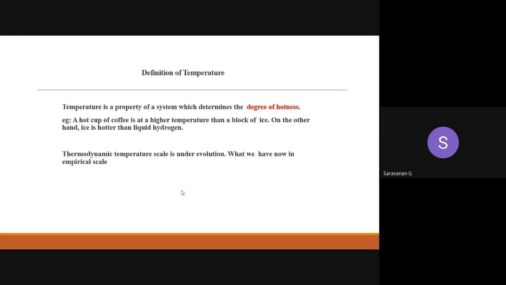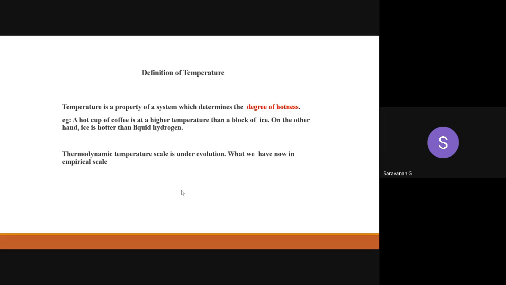Okay, just recall the topic. Example: a hot cup of coffee is at high temperature, and a block of ice is at low temperature. That means temperature is the degree of hotness. Temperature and heat are not the same. So a hot cup of coffee is at a higher temperature, and a block of ice is at a lower temperature. On the other hand, ice is hotter than liquid hydrogen. If you put ice in liquid hydrogen, the ice becomes hydrogen. So ice is hotter than liquid hydrogen.